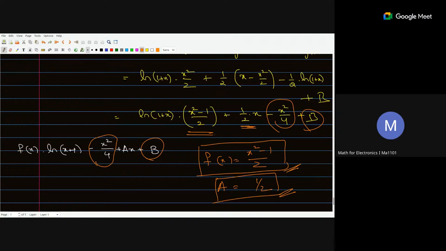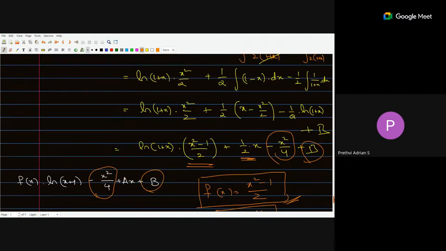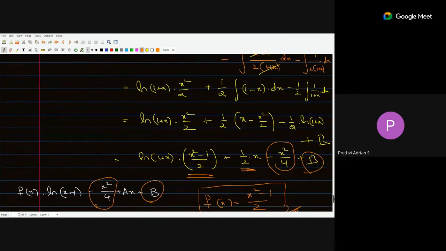Is this okay to all who have seen this logarithms part also in this particular week? Sir, after that x square minus 1 divided by 2 plus 1 by 2 x minus x square by 4 plus b, how are we simplifying, sir? Which line? This line or this line? The last yellow line, sir.